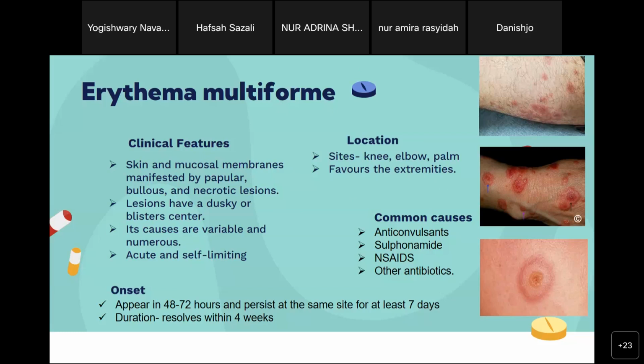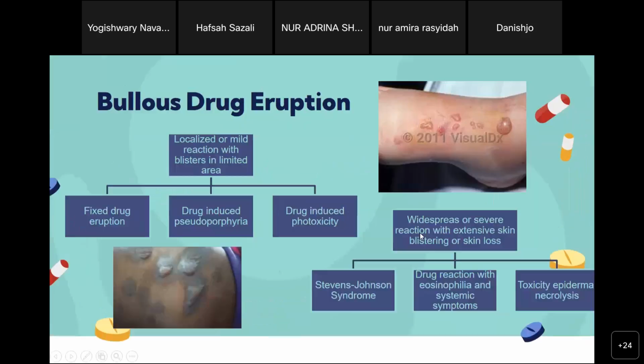Next, I'll be talking about bullous drug eruption. This is actually a very wide topic, as it comes with sub-reactions that will be discussed by Isha later. Bullous drug eruptions can be a localized or mild reaction with blisters in a limited area, or a widespread or severe reaction with extensive skin blisters or skin loss.